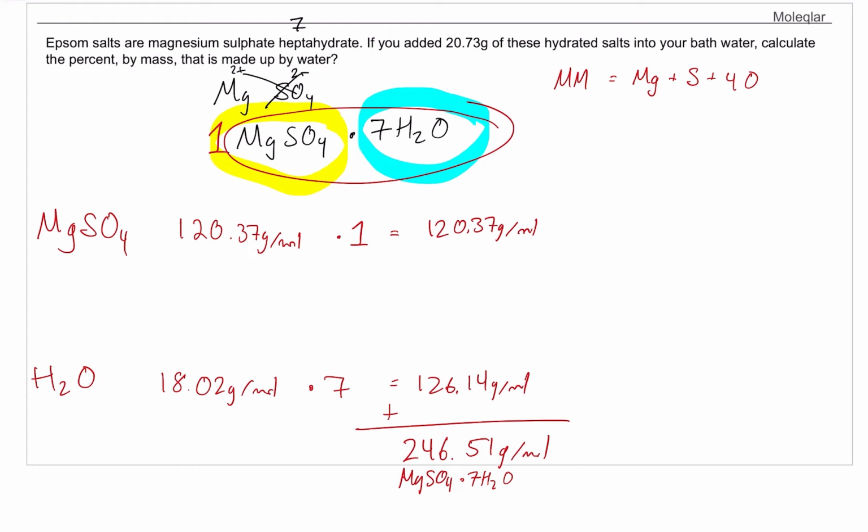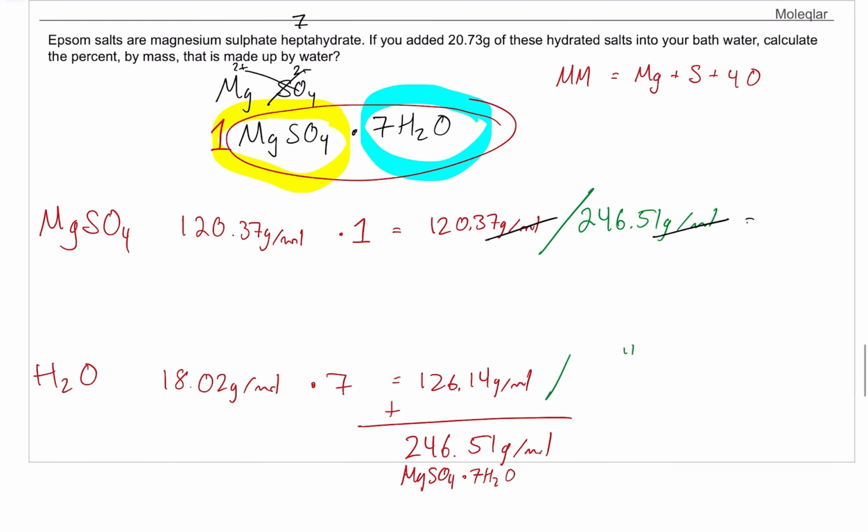Okay, now if we want to figure out the percent composition of each component, we need to take their individual masses and divide by the total. So that's what we're going to do. We're going to divide by that total, 246.51 grams per mole, and we're going to do the same thing over here. Notice that grams per mole are dividing by grams per mole, so these units are going to cancel out. We'll be left with no unit in this number, which is exactly what we want to get a percentage.